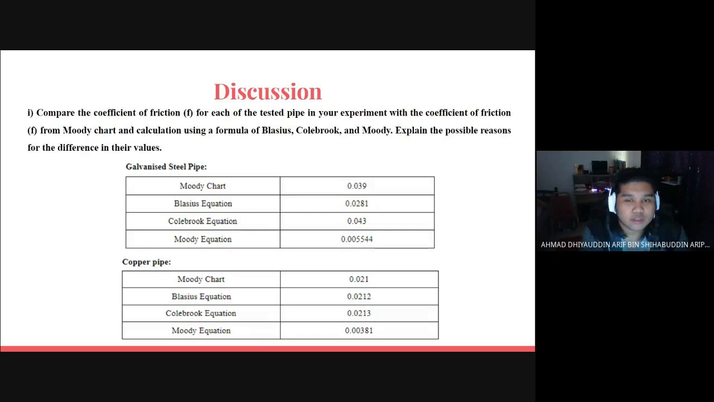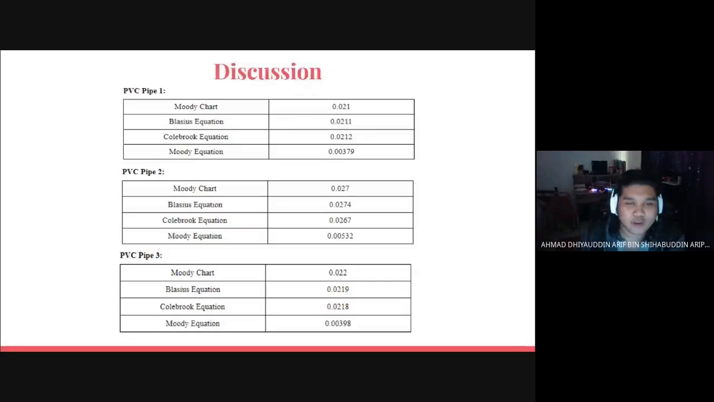First and foremost, this is the coefficient of friction calculated using each of the formulas mentioned for each pipe. This is for galvanized steel pipe and copper pipe. This is for PVC pipe. The first one, PVC pipe second, and the third PVC pipe.